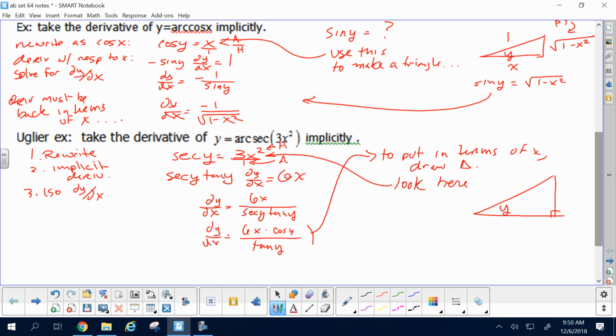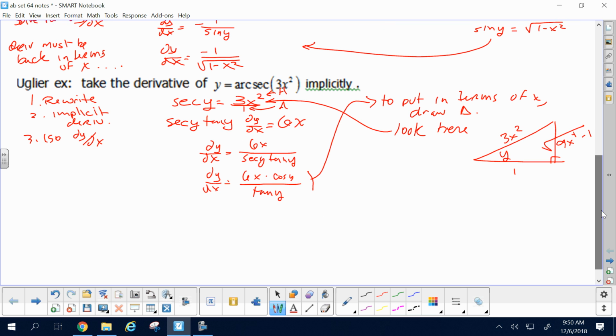You follow? So if the hypotenuse is 3x squared, and the adjacent is 1, then you're always going to be using the Pythagorean theorem to find our missing side. By Pythagorean theorem, that opposite side is the square root of 9x to the 4th minus 1. Correct? You with me? Okay. Now I'm ready to replace these guys based on this triangle. dy dx is 6x, that's fine. What's the cosine of y?